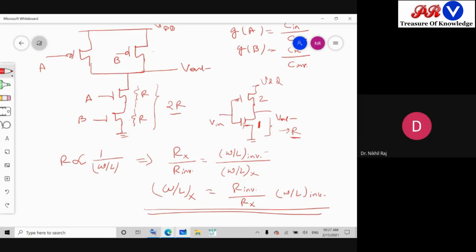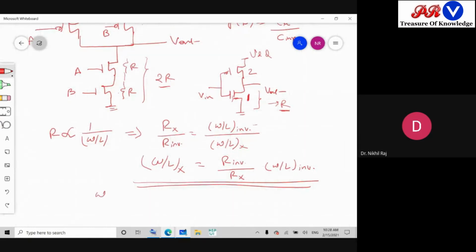So we'll see this one. From here we have to see W by L of X. R inverter is offering, let's say, R, and this Rx is becoming 2R. So how will it be equal to the inverter? When I get a divide by factor of 2, then only I can make it equal to the inverter discharging path. The resistance will be equal to the inverter discharging path.